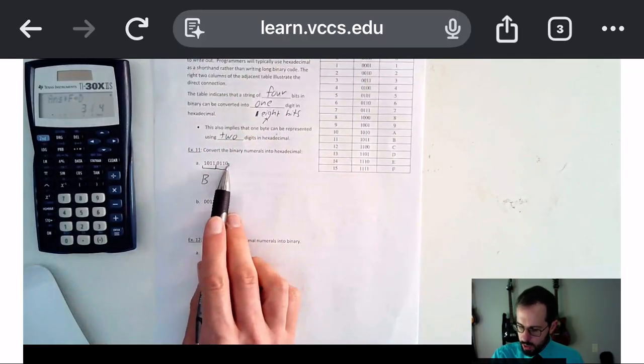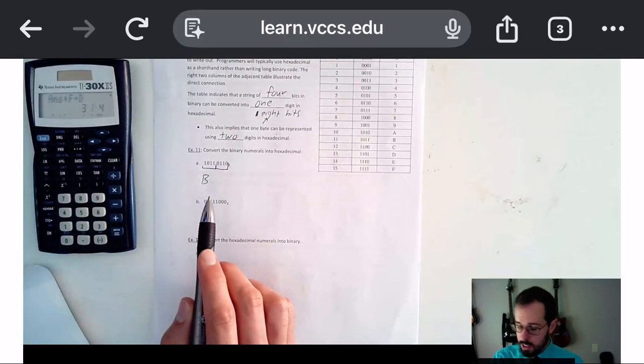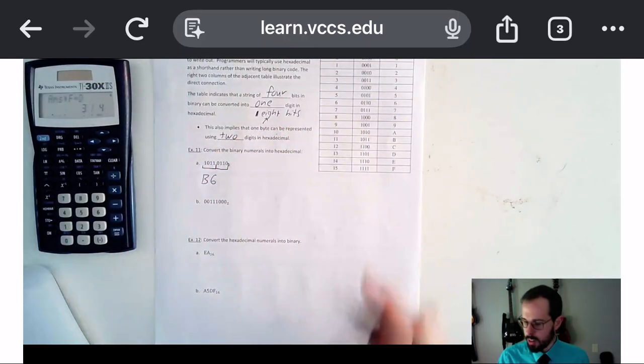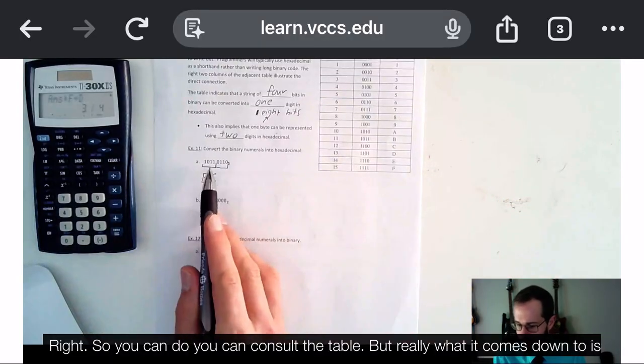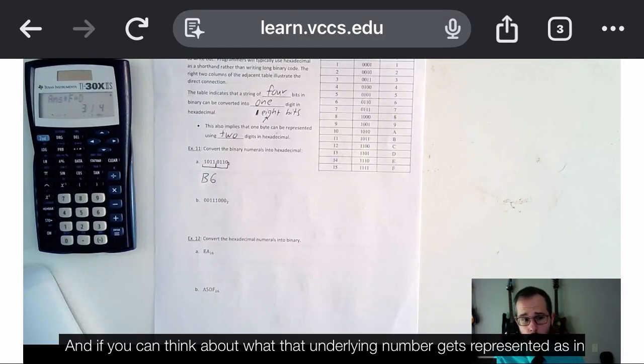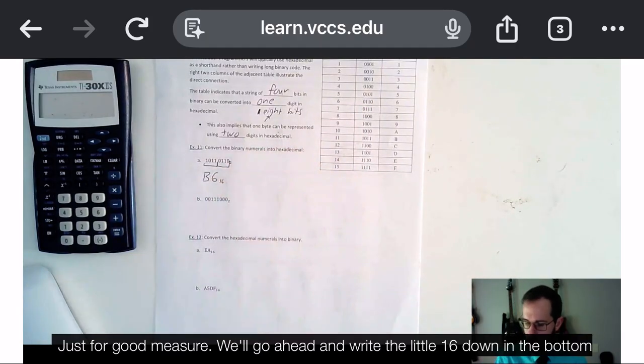And here, this one again, we can think about this. This is equal to 2 plus 4, which is 6. So 6 in hexadecimal is just 6, right? So you can consult the table, but really what it comes down to is just these both represent some underlying number. And if you can think about what that underlying number gets represented as in hexadecimal, you kind of don't even need the table. Just for good measure, we'll go ahead and write the little 16 down in the bottom there.